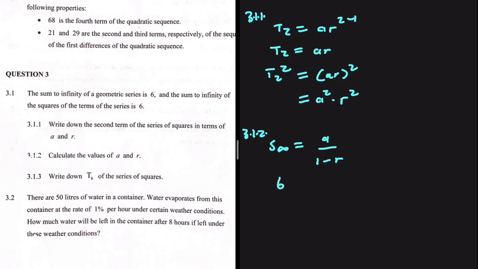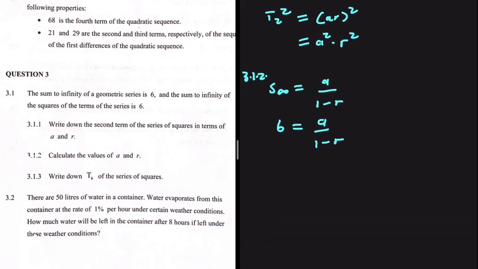So we have 6 being equal to A divided by 1 minus R. We want to find the value of A and the value of R. Let's cross multiply. If we do that, we're going to get A being equal to 6 minus 6R. We have 2 variables, A and R. We need at least another equation. So we can let this be our equation 1.